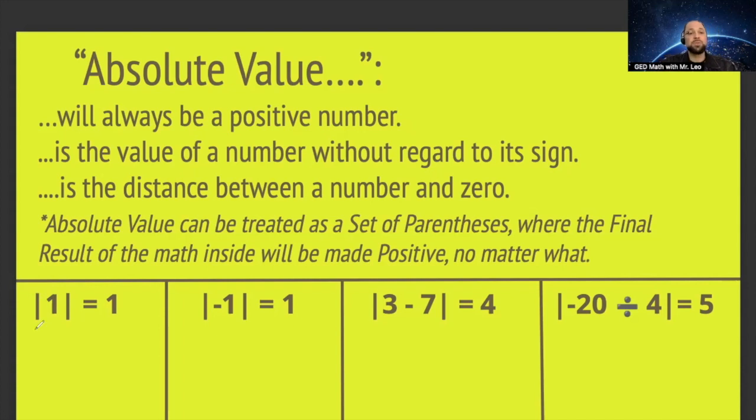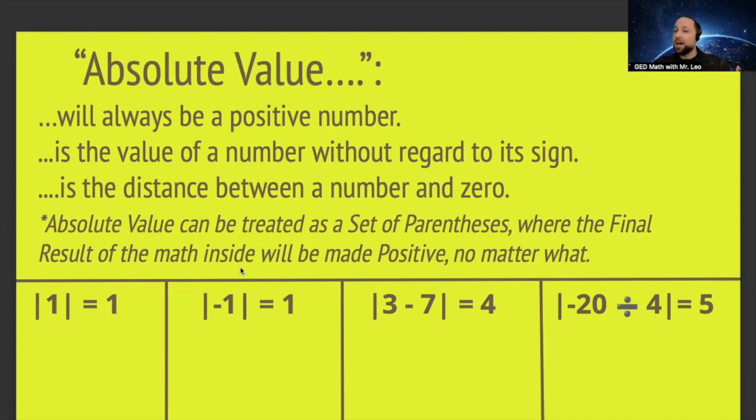But you look at the first one. We have a 1 inside the symbol. So it is the value of the number without regard to its sign. What's the value of 1? Well, it's 1. Now look at this next example. The value of -1. Well, what's the value of -1 without regard to its sign? That's just 1 again. Look, you put a positive in, you get a positive back. You put a negative in, you get a positive back.